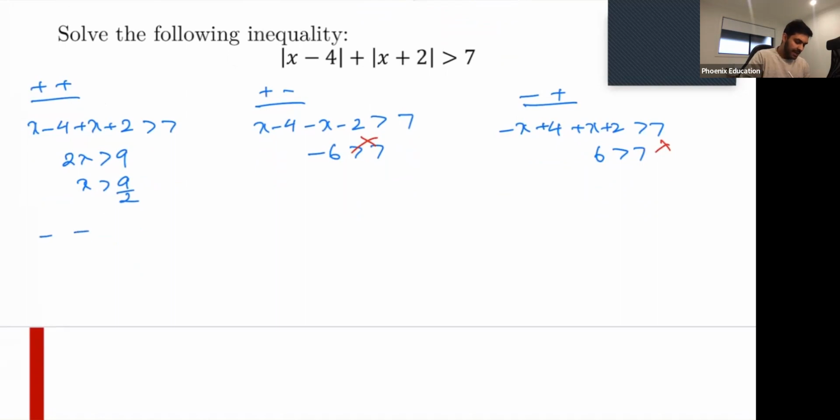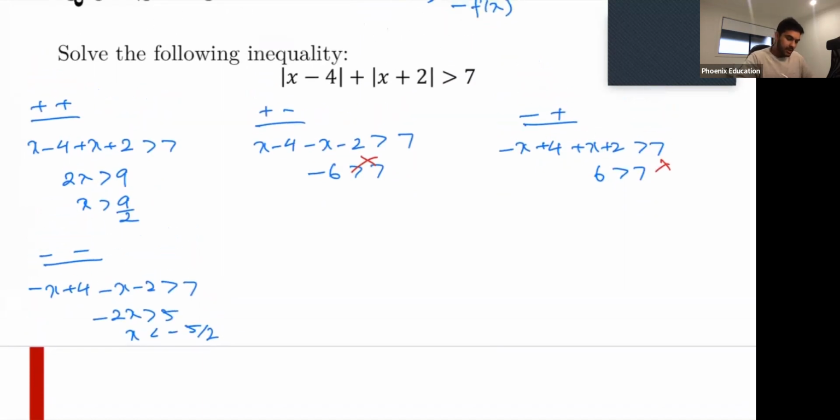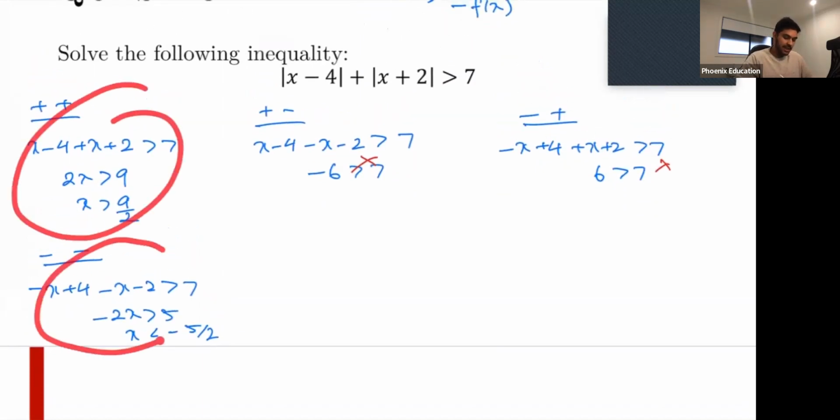And then we'll look at the case where both are negative. Okay, so we have negative x plus 4, and then negative x, negative 2. It's greater than 7. This comes out as negative 2x is greater than 5, and x will be less than negative 5 on 2. Okay, so then these are the only 2 solutions that make any sense.